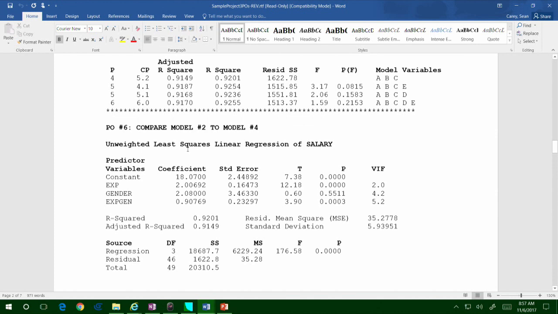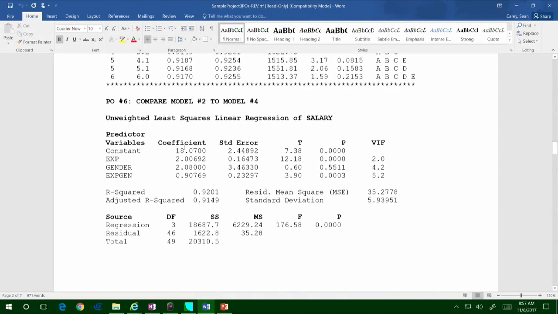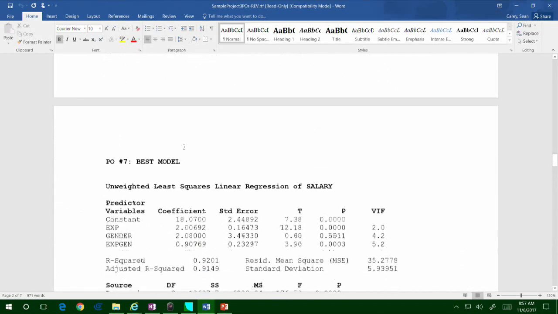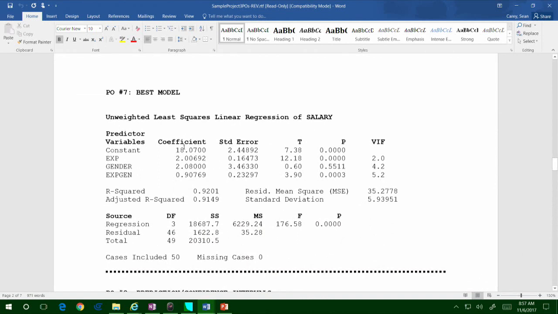At the end of looking at the results on printout 5 and looking at the results on printout 6, you know your best model. My best model is model number 2. Yours could be different. So your printout 7 is going to look something like this. Not exactly if it's not model number 2, but it's going to be either 1, 2, 3, or 4. But get your printout for your best model.